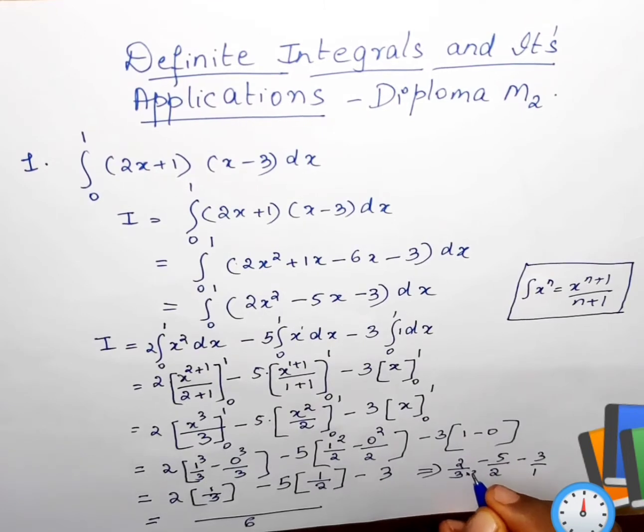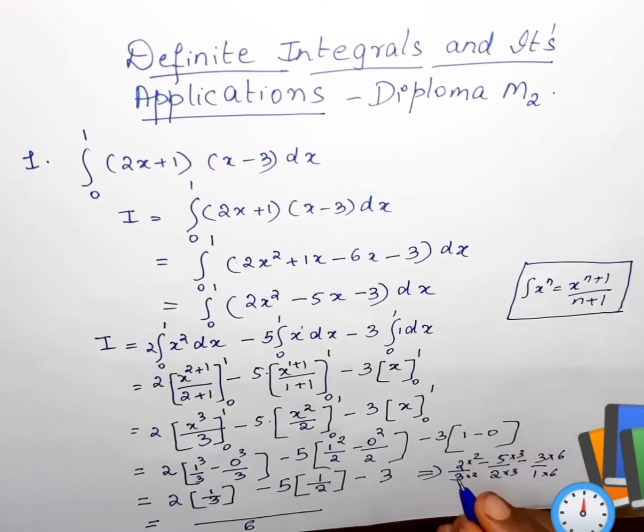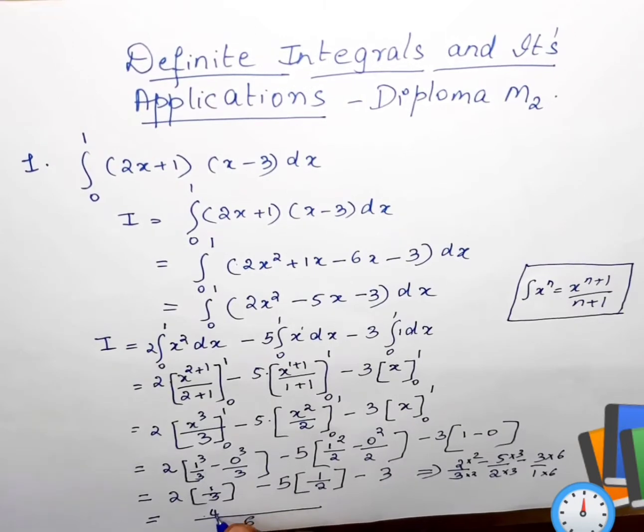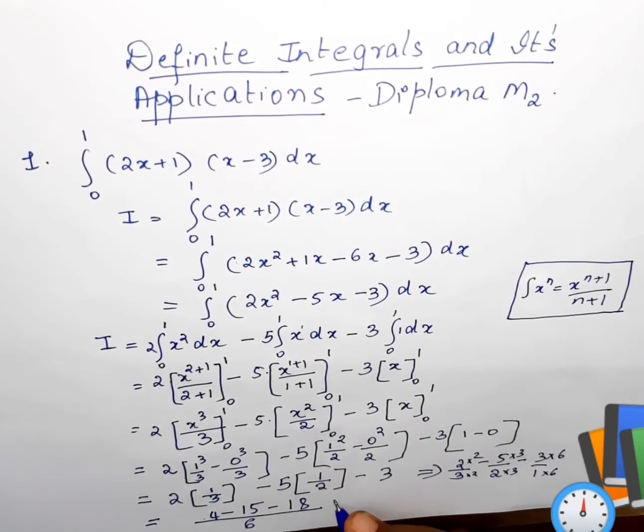So 3 2s are 6, and 2 2s are 4, and 2 3s are 6. 2 2s are 4 minus 5 3s are 15 minus 3 6s are 18.